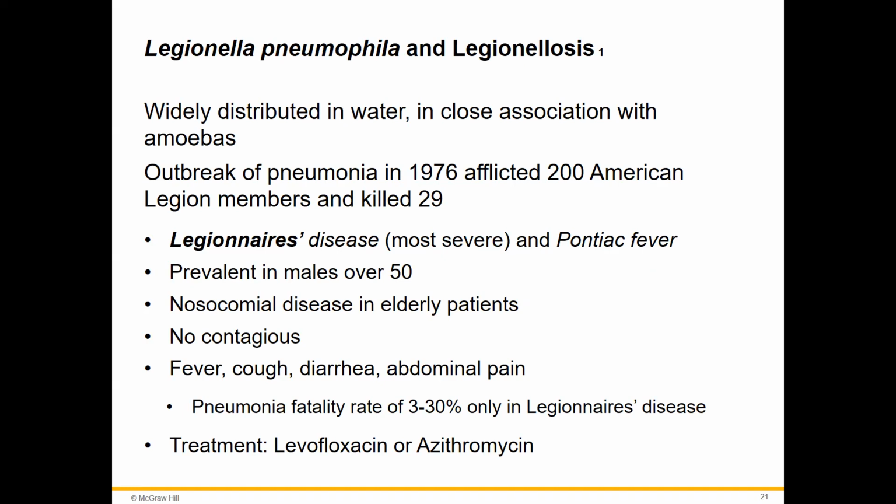It can cause pneumonia and Legionnaires' disease. It's the one that's the most severe that we hear about. Legionnaires' disease we've seen in males over 50 or in elderly patients. We see symptoms of fever, cough, diarrhea, abdominal pain, and the pneumonia fatality rate is up to 30% in Legionnaires' disease. There are antibiotic treatments, but with Legionella, I would think about gram-negative, broad, in water a lot, associated with amoebas as a potential vector, can cause pneumonia, can cause Legionnaires' disease, which is the most severe form, more common in patients who are elderly.